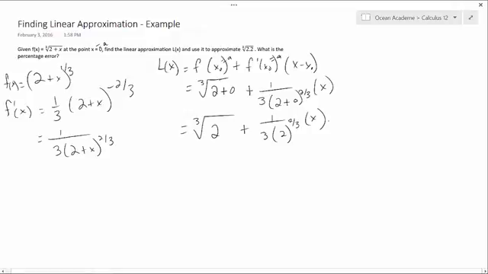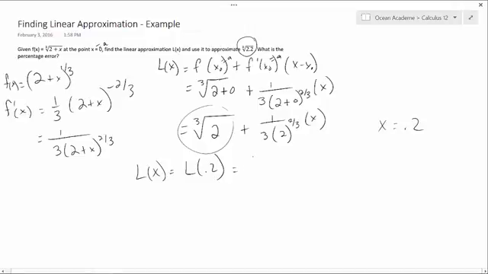Now we have to think to ourselves, how do we get this value here, the cube root of 2.2, when we have the cube root of 2? So from there we can determine that x equals 0.2. Now we just have to plug it in. So we've got our linear approximation, and we're determining that our x is 0.2.